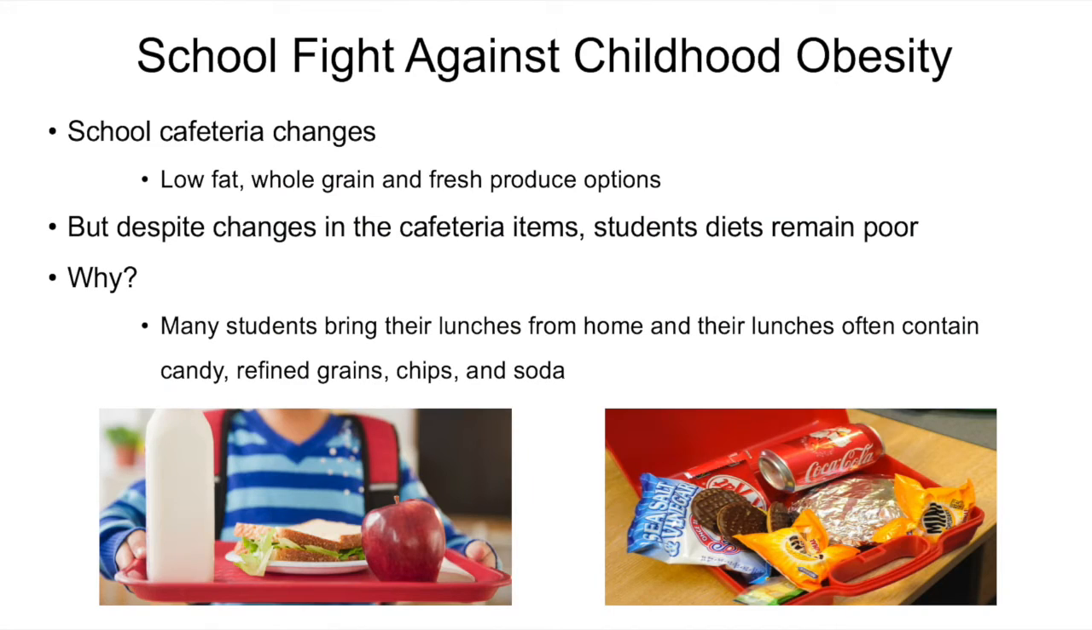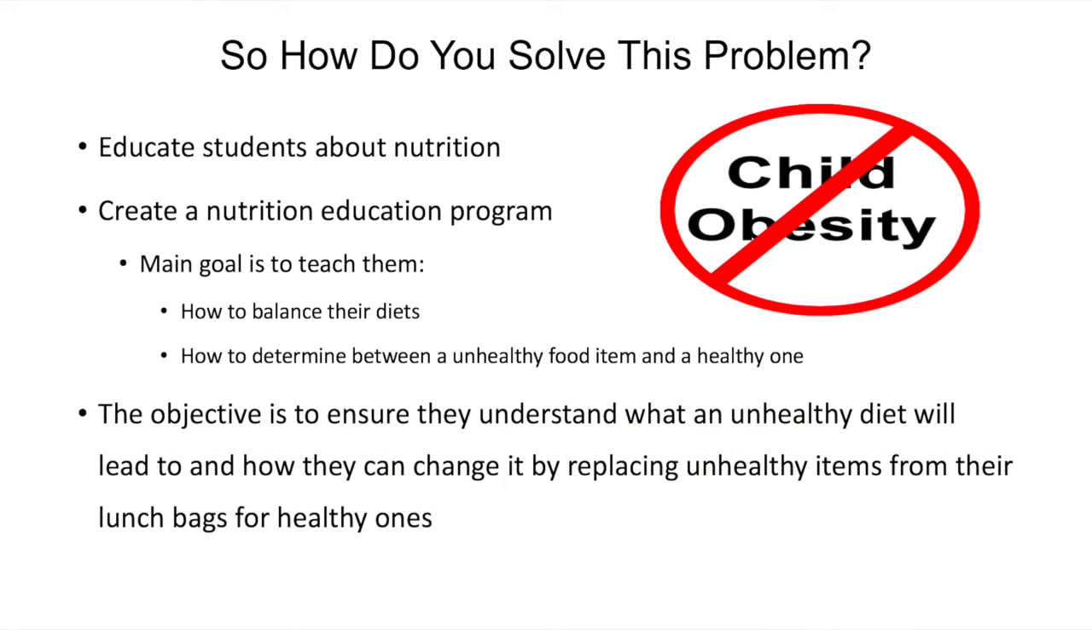The lunches in the cafeteria often offer a variety of low-fat, whole-grain, and fresh produce items, but despite changes in the cafeteria items, students' diets remain poor. But why? Well, many students bring their lunches from home, and the lunches often contain unhealthy food items like candy and refined grains. So kids are not taking advantage of the healthy food options provided by the school. And although students are receiving the appropriate amount of physical activity, the rates of overweight and obese students remain a big concern. So how do we solve this problem?